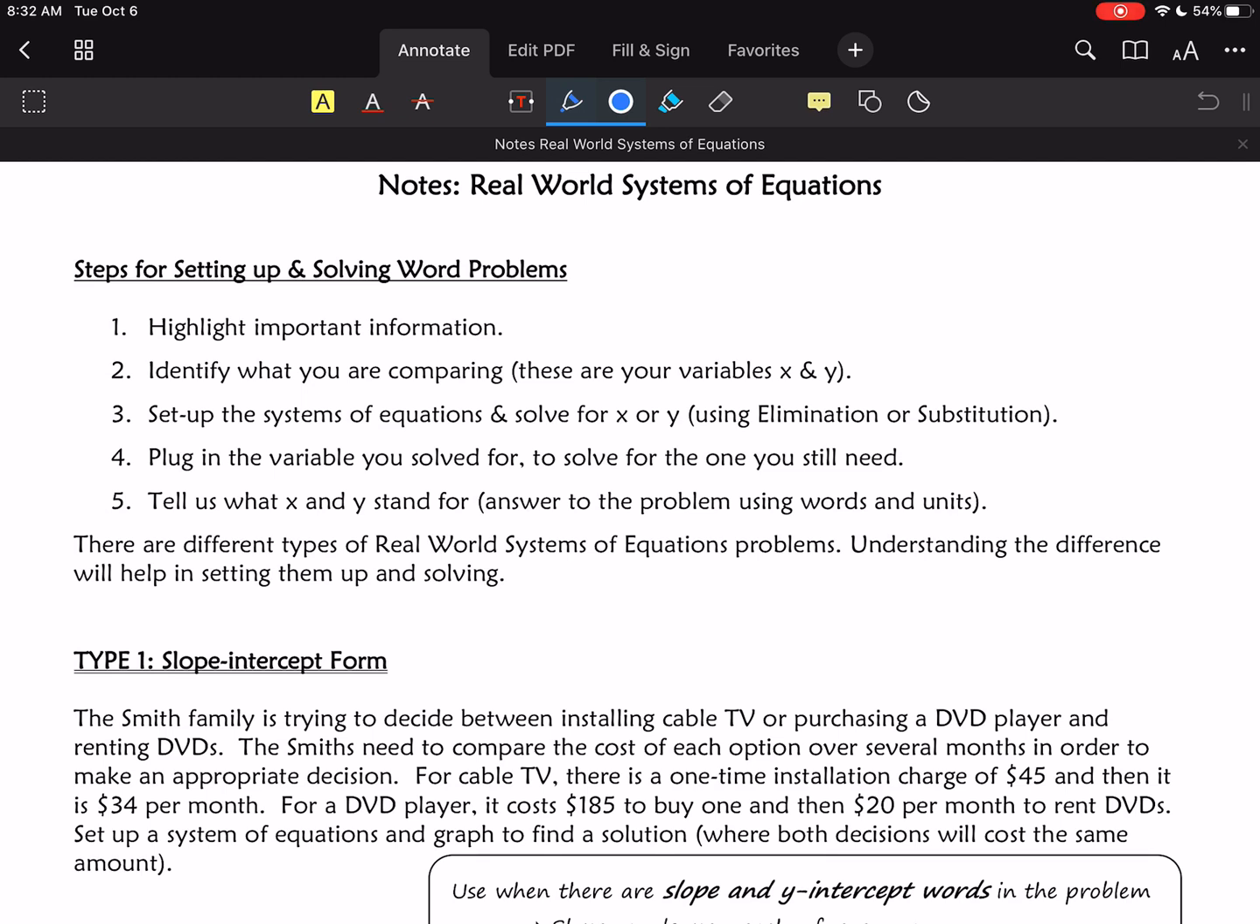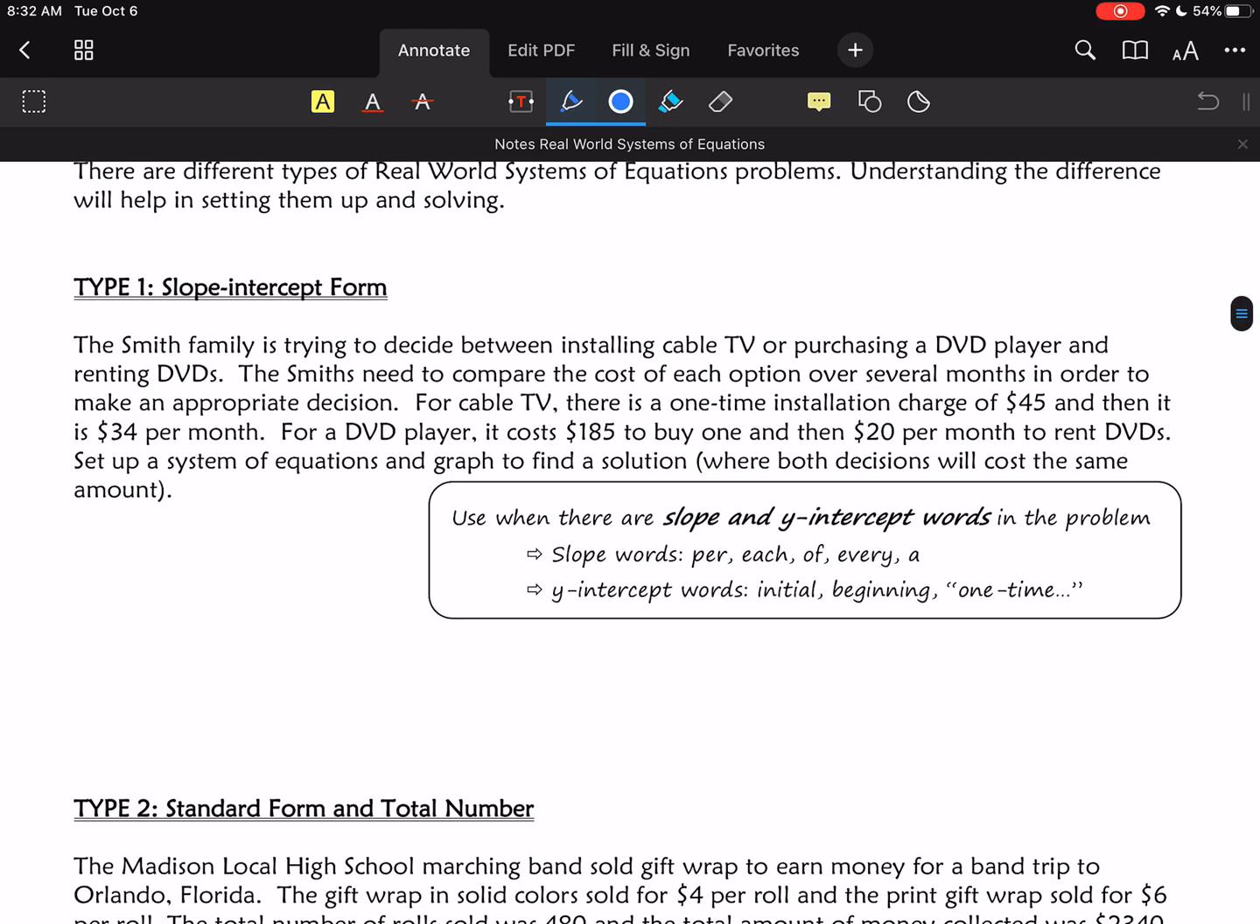So there are a couple different types of problems we're going to look at. The first type, so type 1, is when my equations are set up in slope-intercept form. So looking at the box down here, before we read the statement, we use this type when there are slope and y-intercept words in the problem. So my slope words are per, each, of, every, okay? Y-intercept words are things like initial, beginning, and like a one-time fee, okay? So when we read our statement, we're going to look and see if we see any of those words.